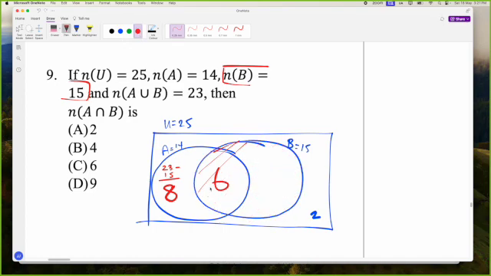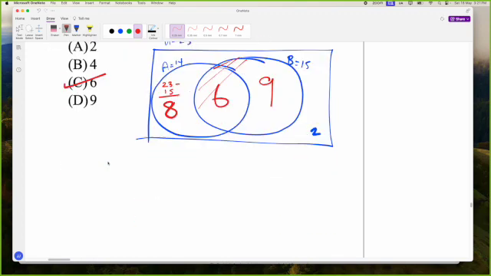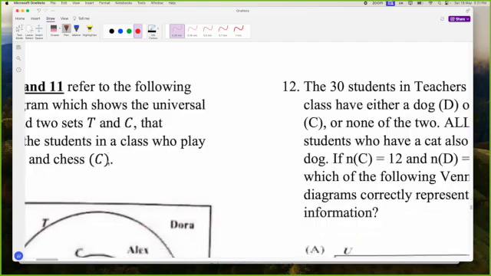And that means that 6 plus 9 will give you 15. So this is the distribution here, and you can see that A intersect B will have 6. Any questions for this one? Let me know. You all could interrupt me anytime.